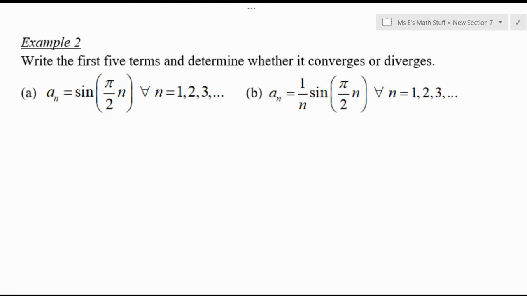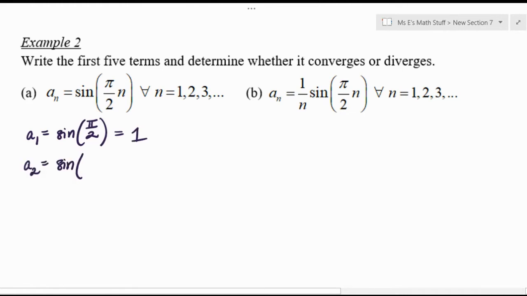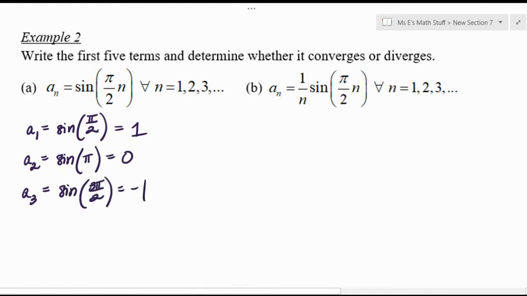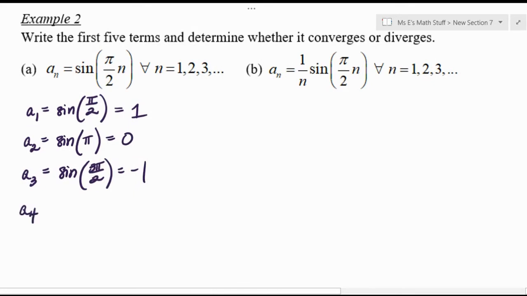All right, my friends, let's go through it. So we've got a sub 1 is equal to sine of pi over 2 times 1, which would just be sine of pi over 2, which I believe is 1. A sub 2 would be sine of pi over 2 times 2, which would be pi, which would be 0. A sub 3 would be sine of 3 pi over 2, which would be negative 1. A sub 4 would be sine of 2 pi, which would be back to 0 again.